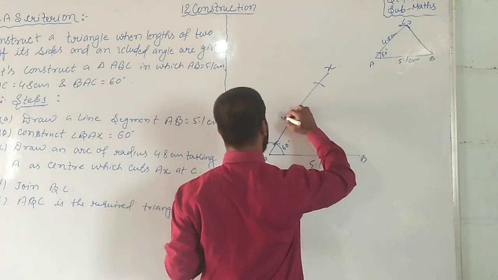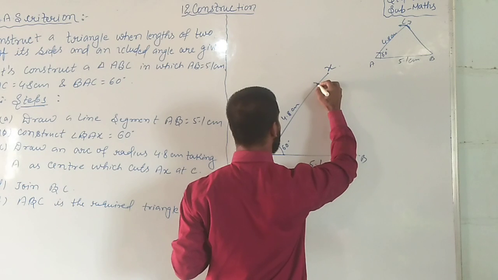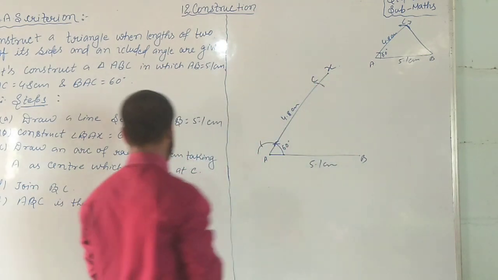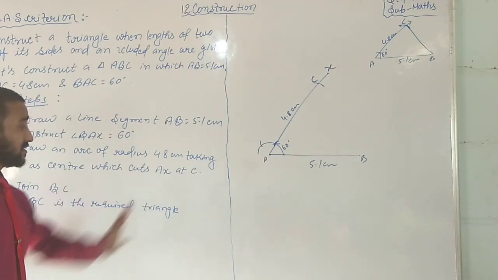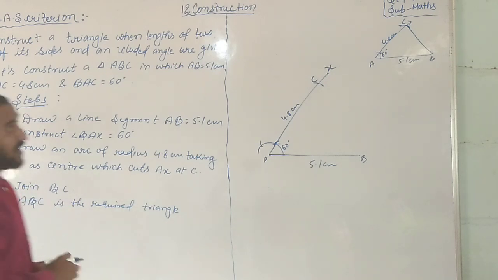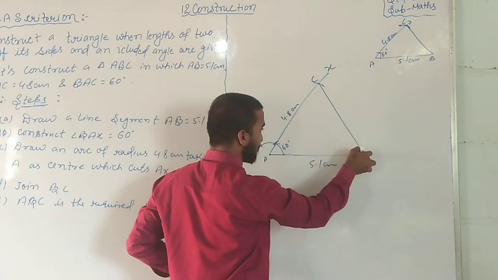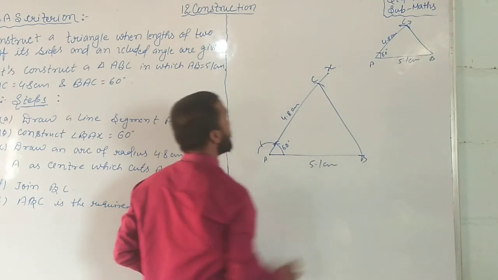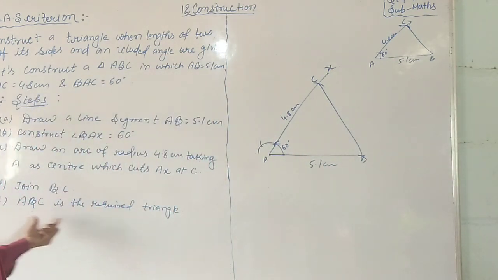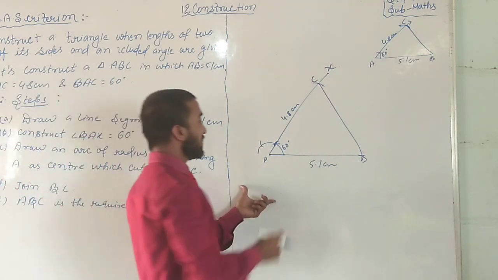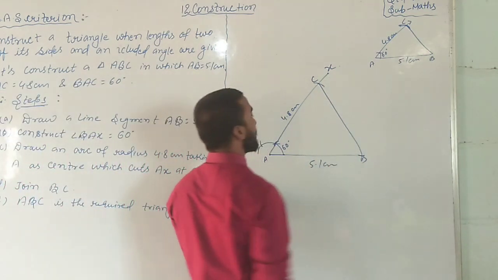तो ये क्या हो जाएगा? 4.8 सेंटीमीटर और इस आर्क का नाम देना है C. ओके, at C join BC. अब आपको B और C को ज्वाइन करना है. इसको ज्वाइन कर दीजिए. Now what will come to know is that ABC is the required triangle. Now you can see ABC is the required triangle.